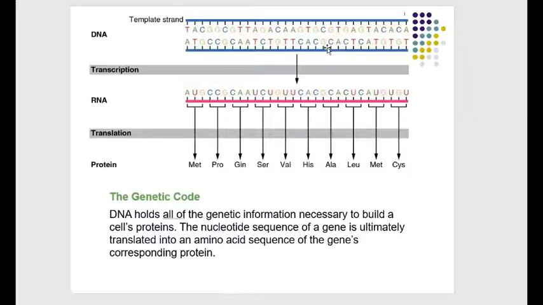We want to make sure that it stays intact and safe in the nucleus, in its little bubble. So we need to have some sort of a mechanism in order to get the information out to the ribosomes. So what we do is we go through this process of RNA transcription. So DNA is transcribed into RNA.